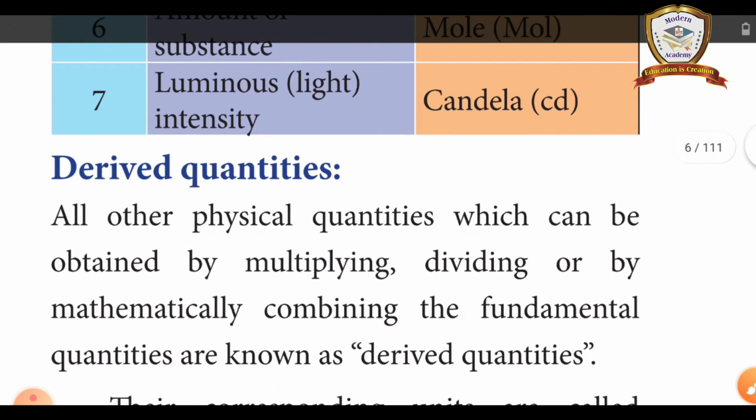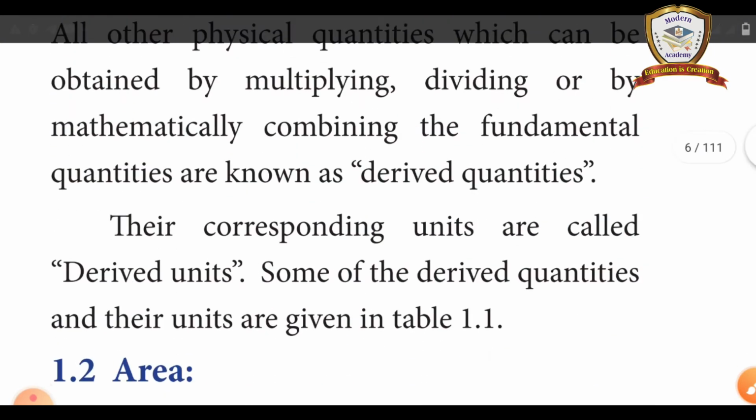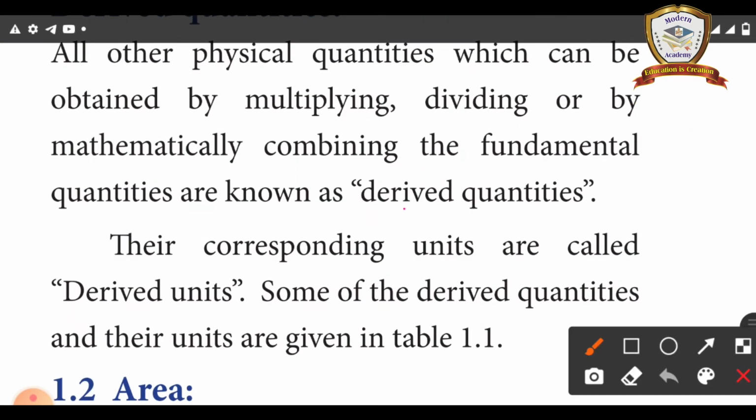Next, derived quantities: all other physical quantities which can be obtained by multiplying, dividing or mathematically combining the fundamental quantities are known as derived quantities. Their corresponding units are called derived units. Some of the derived quantities are there in table 1.1.